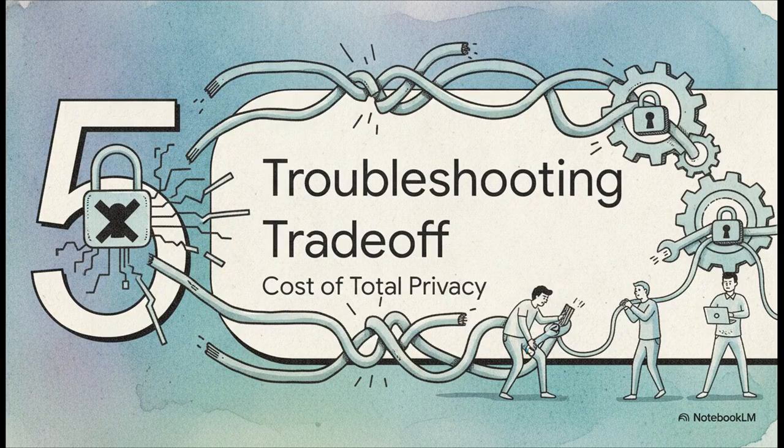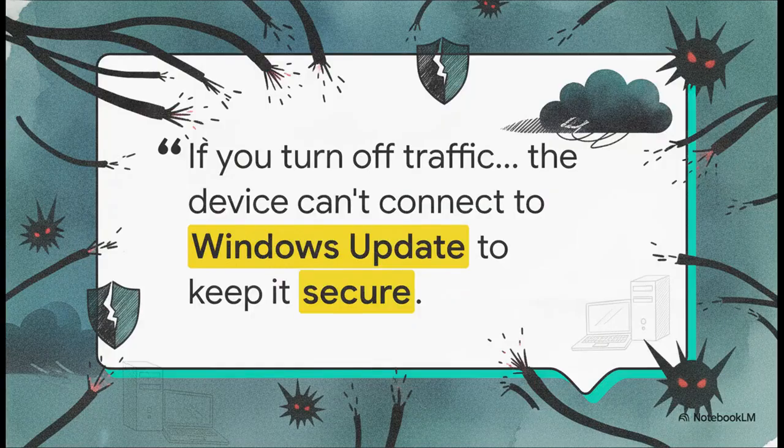Which brings us to Section 5, the troubleshooting trade-off, the cost of total privacy. When an enterprise decides to aggressively block data and endpoints, it is never just a privacy decision, it's a strict operational trade-off that impacts the entire IT department. Microsoft's own endpoint documentation brilliantly illustrates this stance, saying, if you turn off traffic for these endpoints, the device can't connect to Windows Update and Microsoft Update to help keep the device secure. By chasing total network silence and blocking those URLs we just looked at, you literally break Windows Update, you blind Defender Cloud Protection, and you leave your entire fleet of enterprise devices incredibly vulnerable to emerging threats.